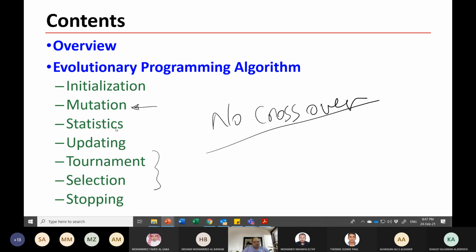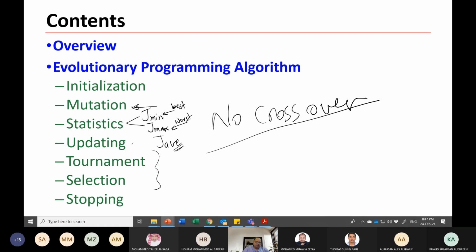When you have solutions, you can calculate the objective function and you can get the minimum objective, J minimum, and the J maximum. Of course, assuming this is a minimization problem, J minimum would be the best one and J maximum the worst one. You can also get J average, the average objective. You can use it later on in the stopping criteria.